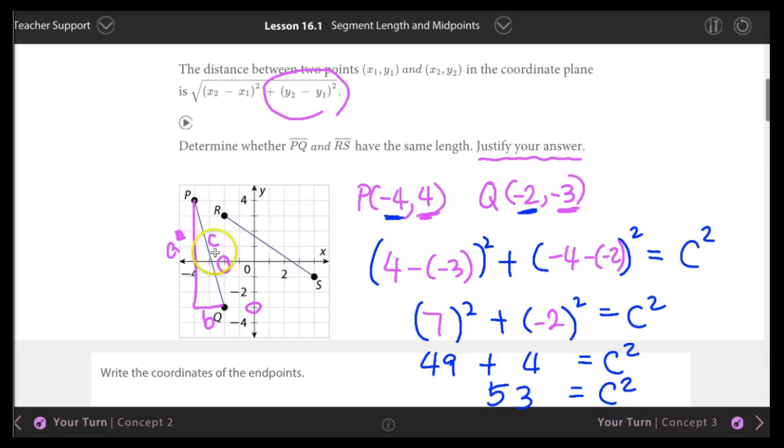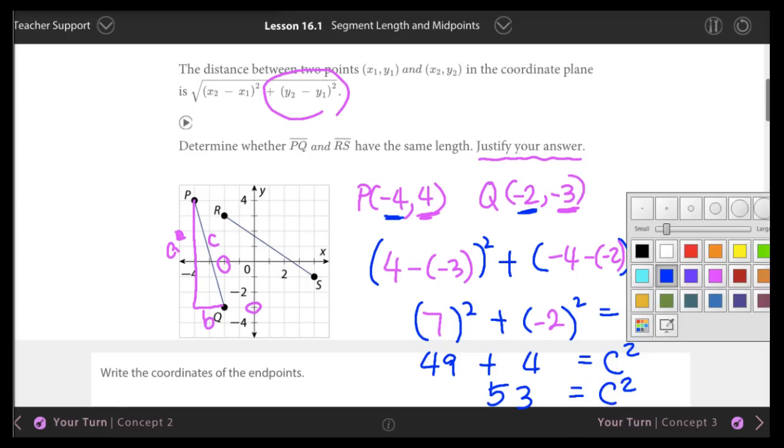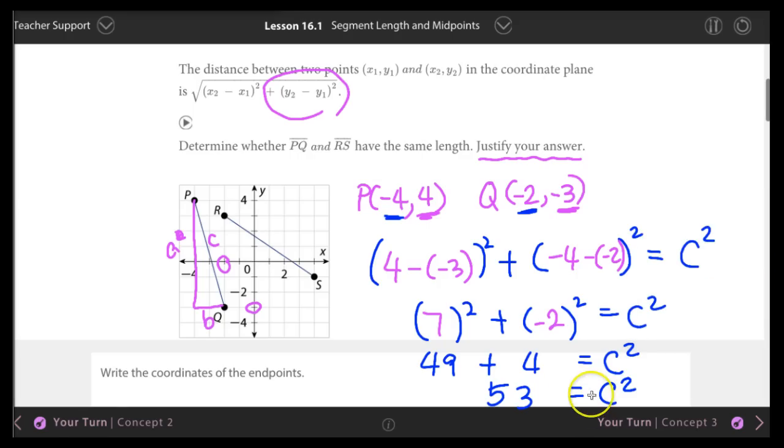So look, the length of the blue line is not 53 units long, okay? It's going to be the square root, because how do you undo the square? You've got to find the square root of both sides, okay? So when you find the square root of both sides, this is going to turn into a c, and c is equal to what? Square root of 53. And then let's see if we could simplify the 53. I don't think you could.